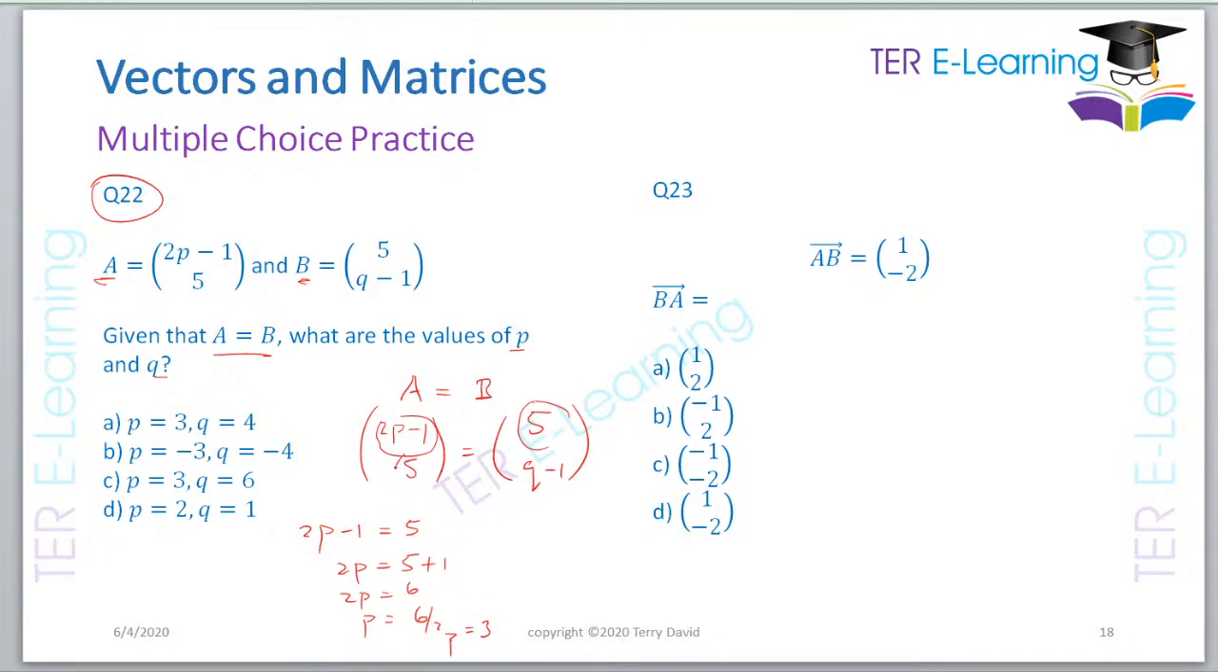To work out Q now, you need to put 5 equal to this. So therefore 5 is equal to Q minus 1. So we could say Q minus 1 is equal to 5. Therefore Q is equal to 5 plus 1. So therefore Q is equal to 6. So the answer is 3 and 6. So the answer in this case is C.